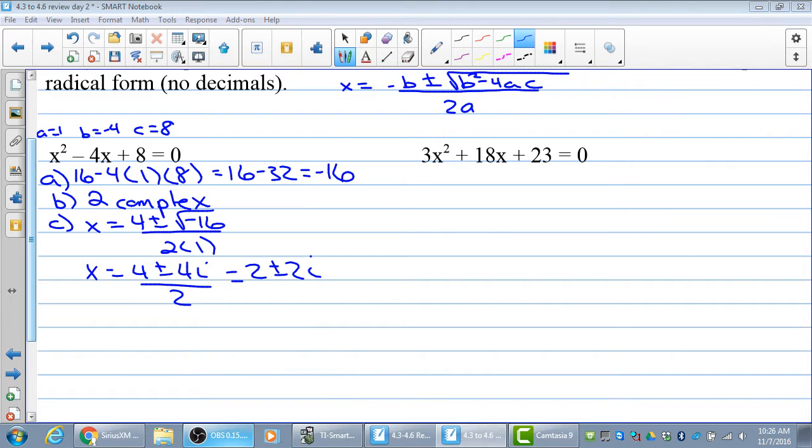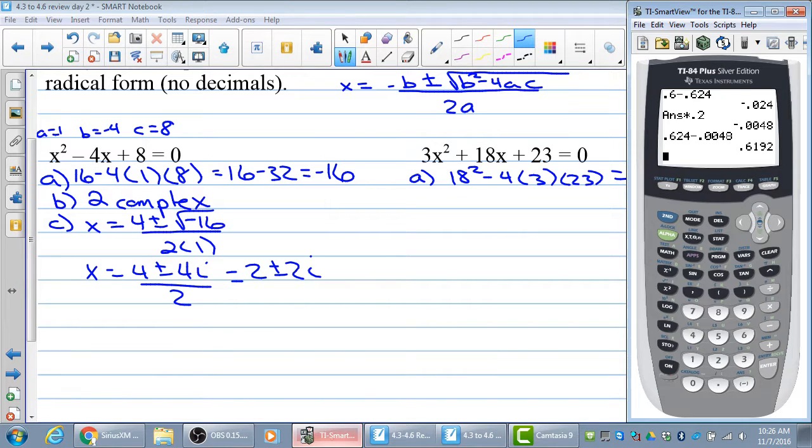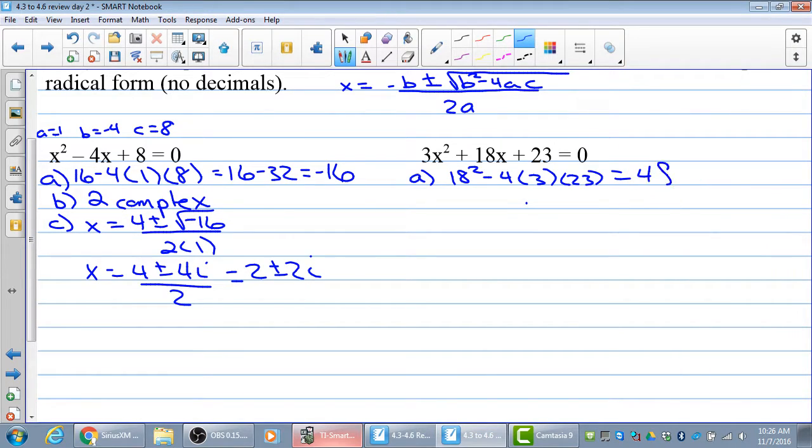All right, the next one, well, the numbers. So letter A, 18 squared minus 4 times 3 times 23. I'm even going to use a calculator for that. 18 squared, 4 times 3 times 23. 48. Well, we can take the square root of 48. We can square root positive numbers, but if you add a positive number and you subtract the positive number, you get 2 different numbers. So you get 2 real answers.